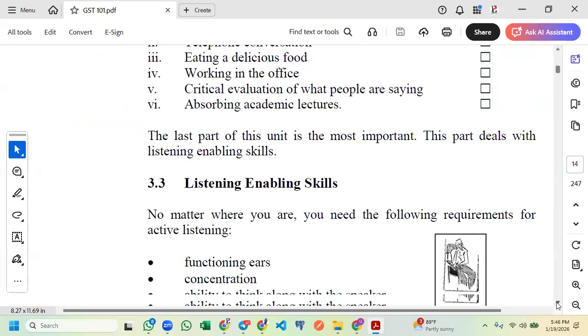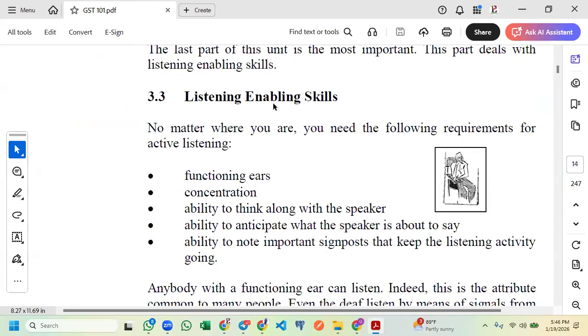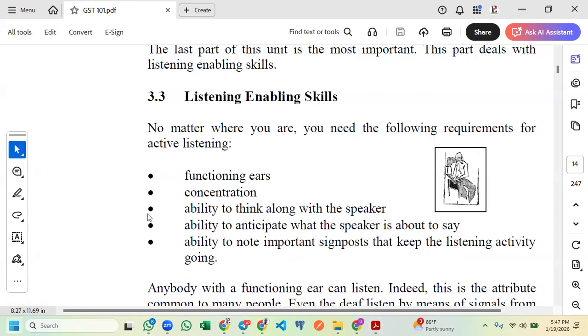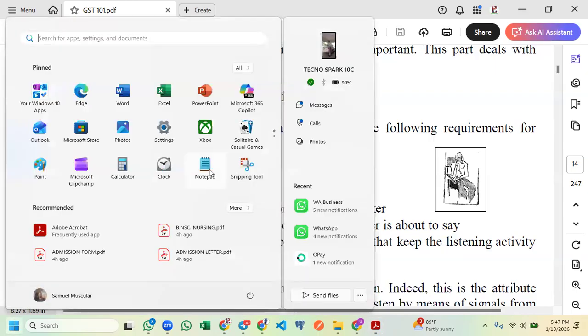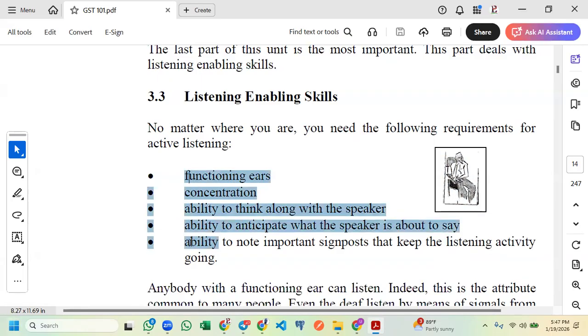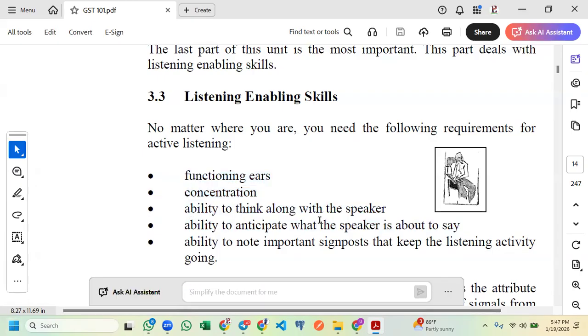And of course, we've done listening enabling skills in the last class. So please watch that video because that is not what we are supposed to be dwelling on today. And we used something to hold this together that day. Let me see if I can use maybe Notepad or MS Word to do this. So the way we formed it that day was we used FC AAA to hold the listening enabling skills.